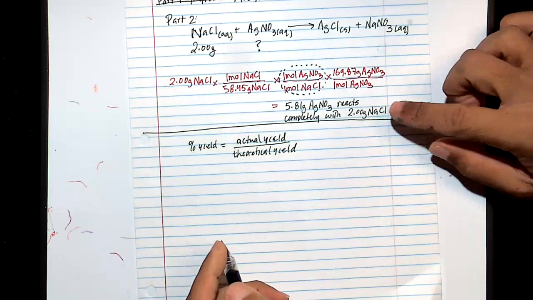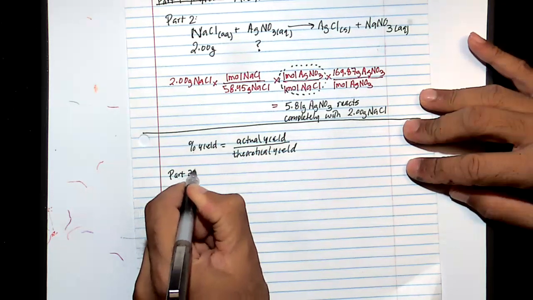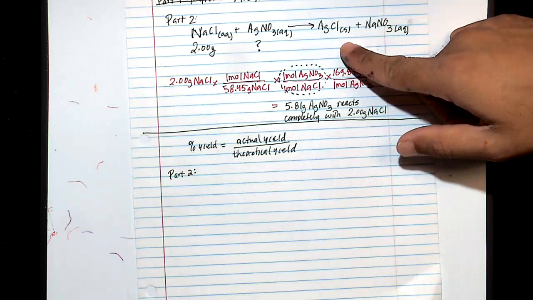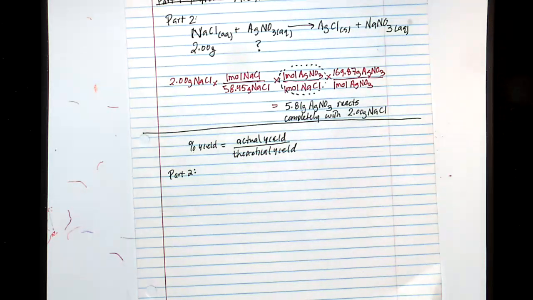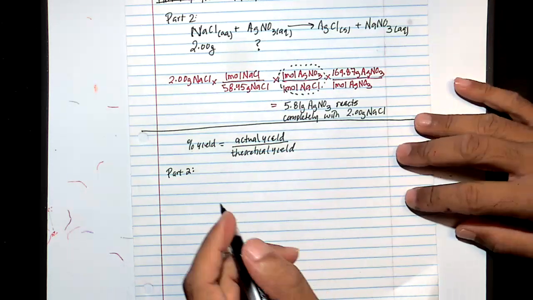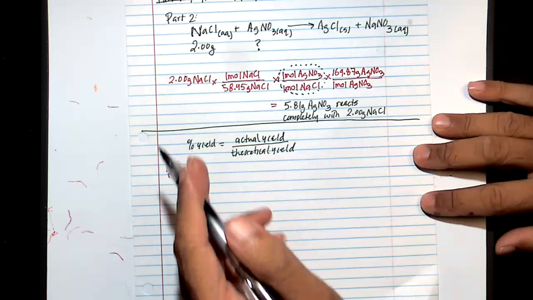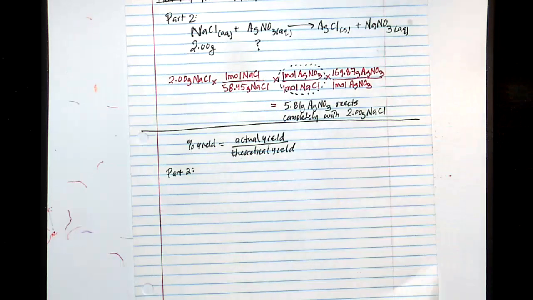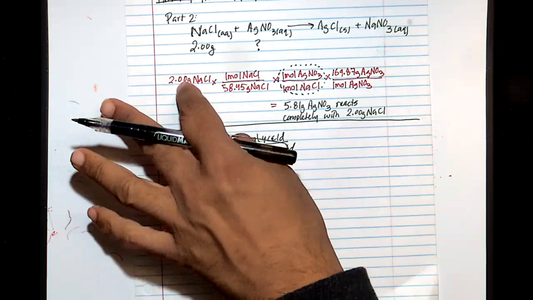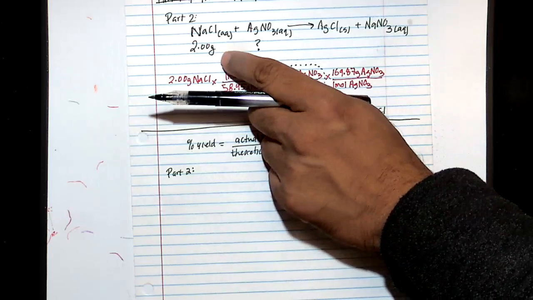Okay, so we got our part 2, so part 2 here. We need to figure out how much AgCl we got theoretically. Since this reacts completely with this, there's really no limiting reagent. They'll both be used up at the same time. Once this reaction is complete, they'll have 0 of this and 0 of that.